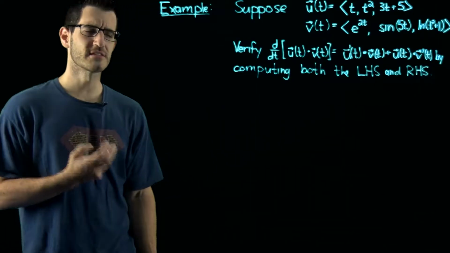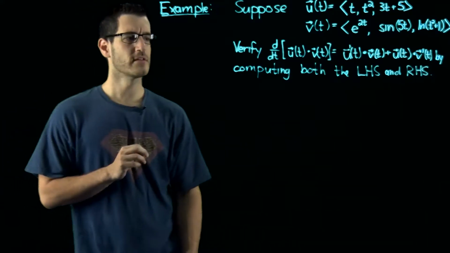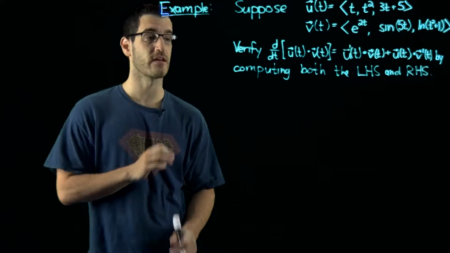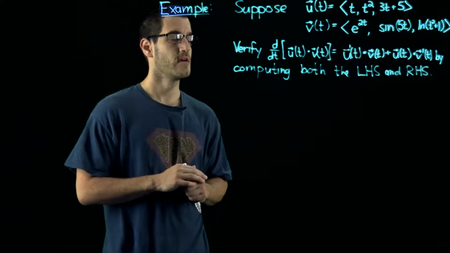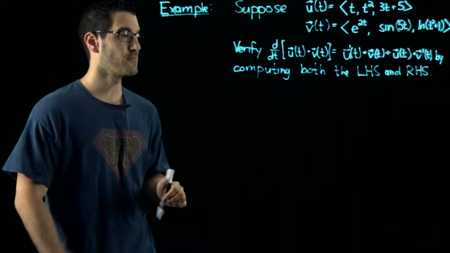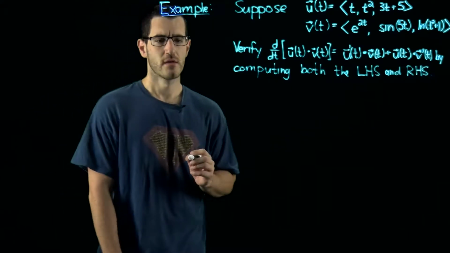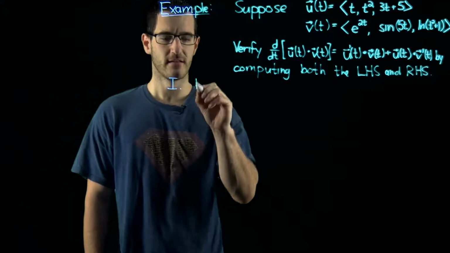Okay, so we just saw symbolically how one of these product rules works. And what I want to do now is actually verify computationally exactly what's going on here. So we have two vector valued functions, u and v. And what we're going to do is verify the product rule for the dot product by computing both the left and right hand sides of that rule. So in order to get started, let's work with the left hand side.